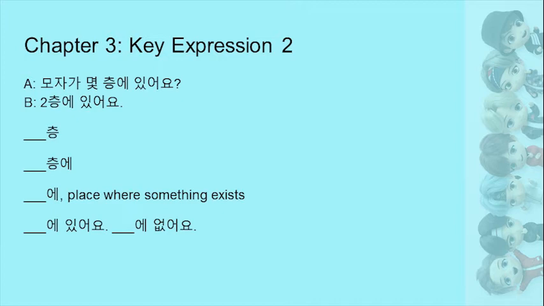So 층 is floor, like floor of a building, of shopping mall, apartment building, you know, just different levels. So like we would say in English, just first floor, second floor, third floor, or first level, second level, like that. So that's what 층 is. So you put a number in front of 층.